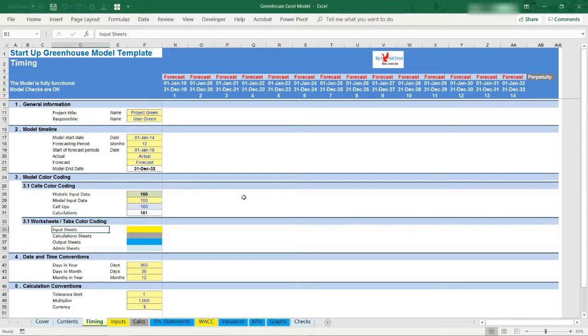There is also a color coding for the various tabs of the model. Yellow tabs are mostly Assumptions tabs, gray tabs are Calculations tabs, blue tabs are Outputs tabs, that is effectively results or graphs, and finally light blue tabs are Admin tabs, for example, the cover page, contents, and checks.